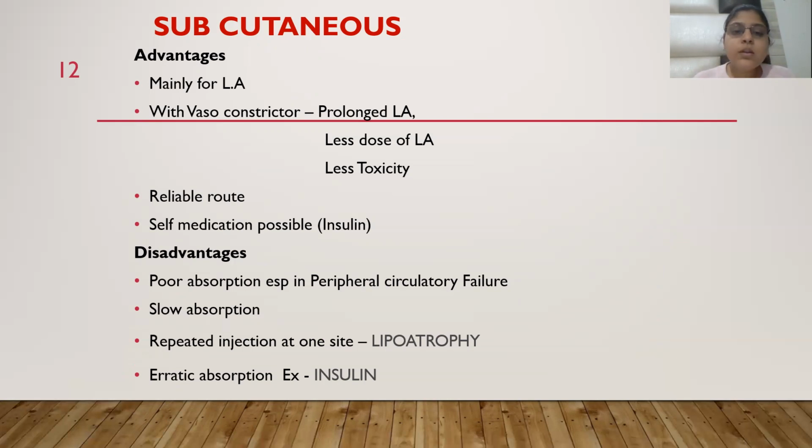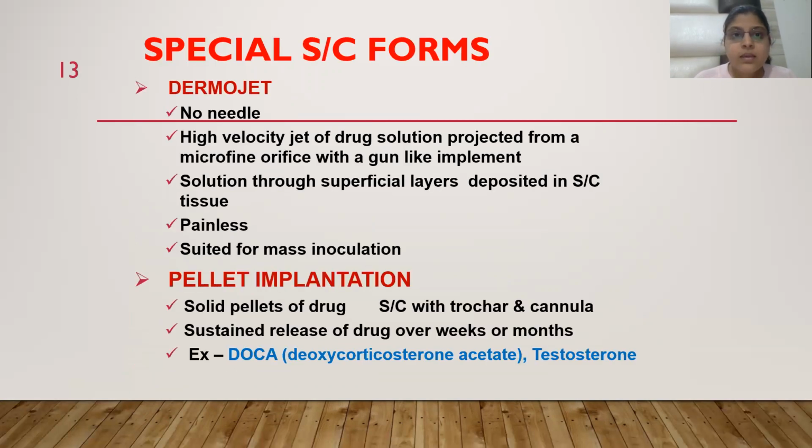Disadvantages is poor absorption, especially in peripheral circulatory failure, and slow absorption. Repeated injection at one site can cause lipoatrophy, that is atrophy of the fatty tissue. The size of the tissue gets decreased, and erratic absorption can occur in the case of insulin. The special subcutaneous forms are dermojet and pellet implantation.